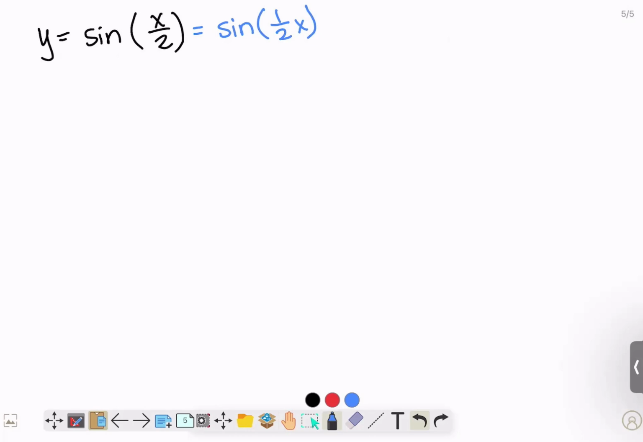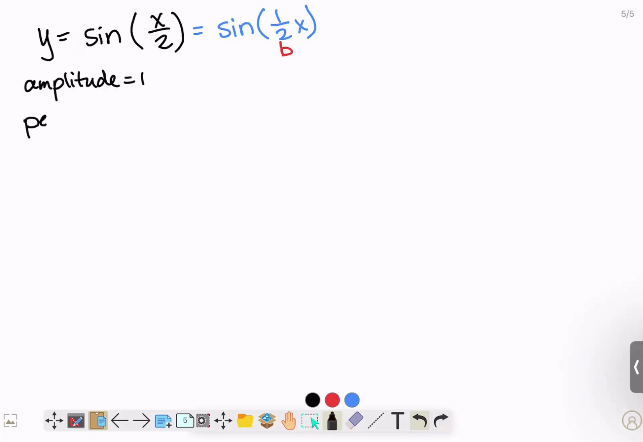But when I separate the fraction, it makes it a little bit more obvious that the 1/2 is b. Hopefully. So here we've got b being 1/2. B is just going to change our period. So I have nothing multiplied in front of my sine, so there's just a 1 in there. So amplitude is 1.